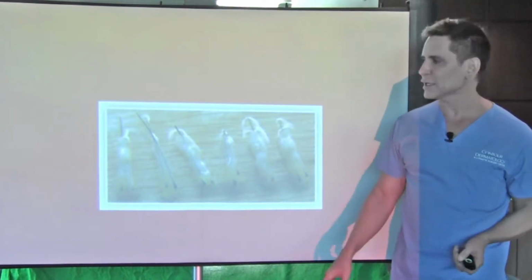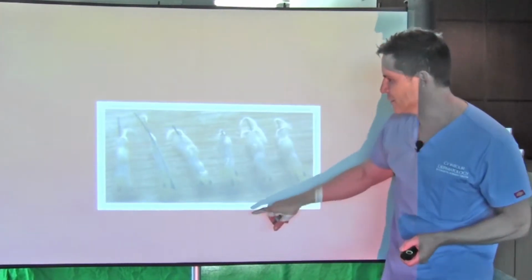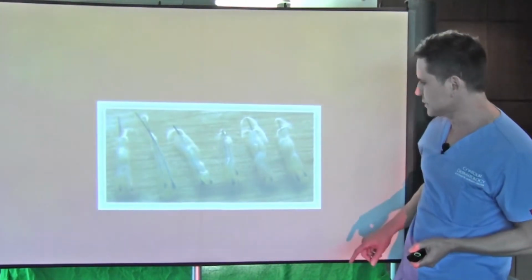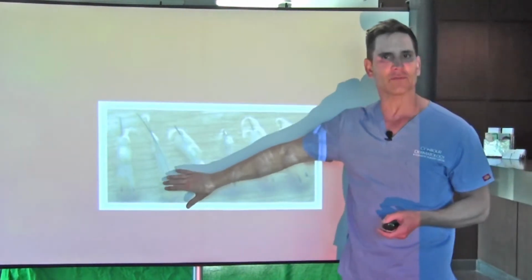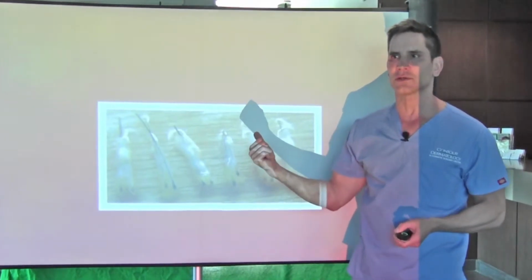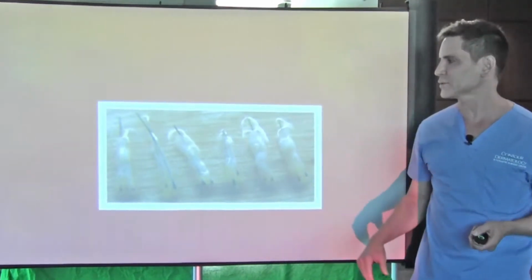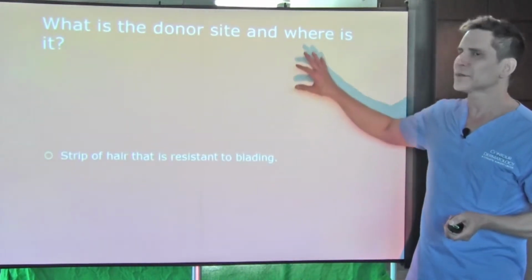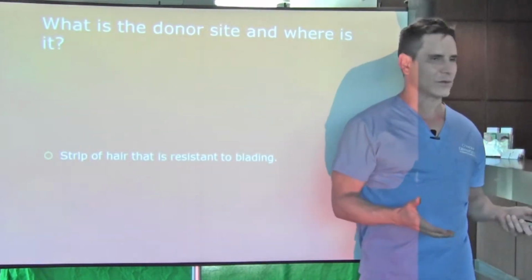When we take them out of the scalp, we cluster them. And you can see here we have a 2 cluster, we have a 3 cluster, we have a 2 cluster. But in real life, we're going to have singles, doubles, triples, and quadruples sometimes. And this really matters.